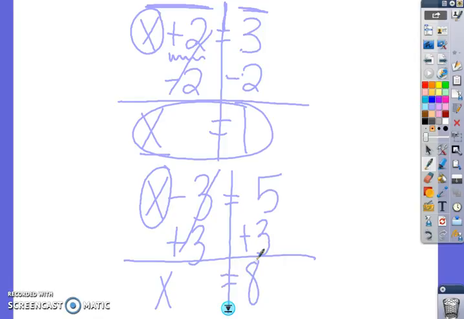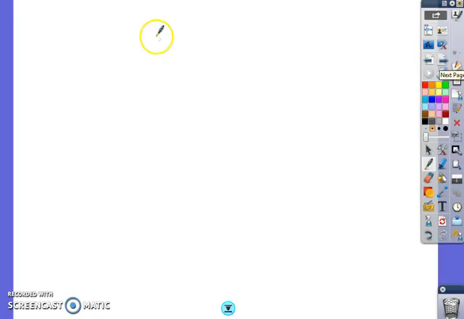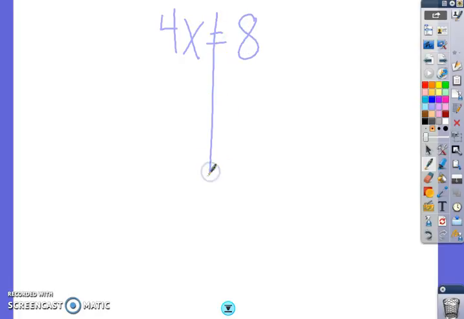Now, there's two others to think about. If you have something like 4x equals 8, I'm going to draw my wall. x is really attached to this number because he's super close. There's no addition or subtraction. So since they're right next to each other, really what it is is multiplication. So if I want to get x by itself, what's the opposite of multiplication? It's division. So I have to divide both sides.